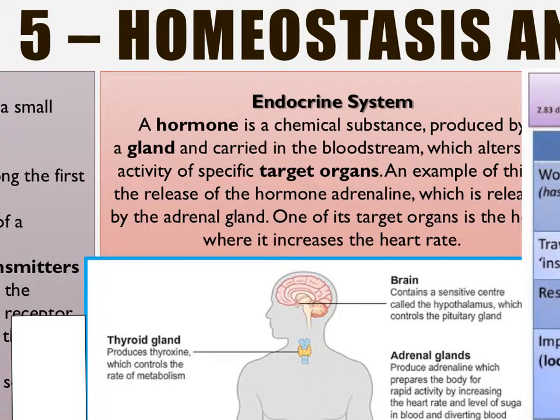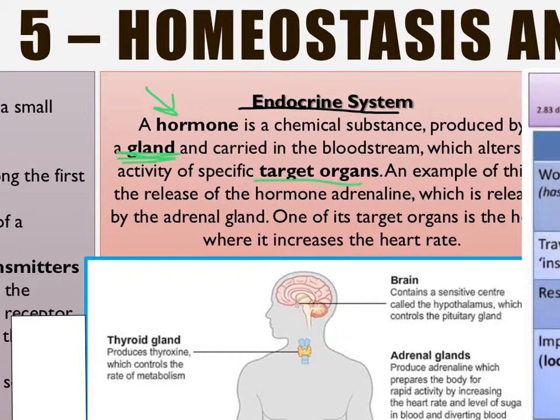The second type of homeostatic system that we need to know about is what we call the endocrine system. Now, the endocrine system is related to hormones, and they are produced by glands. So we're talking about anything that produces hormones, and hormones travel through your blood, through the bloodstream, and they travel to what we call target organs.